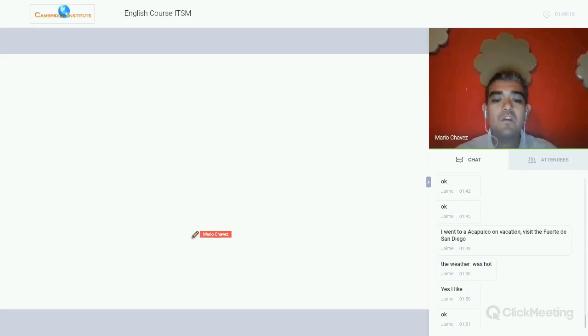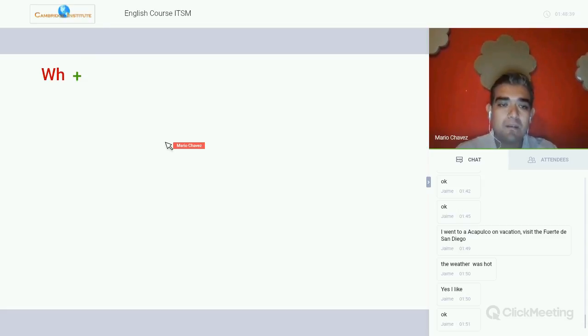So when we want to make questions in English and we want to make these questions in past, we usually follow the next pattern. We first use the information question. I'm going to mark it with WH each. Yo las information question, nada más le voy a poner WH each. Okay? And then after the information question, we will write the auxiliary verb.